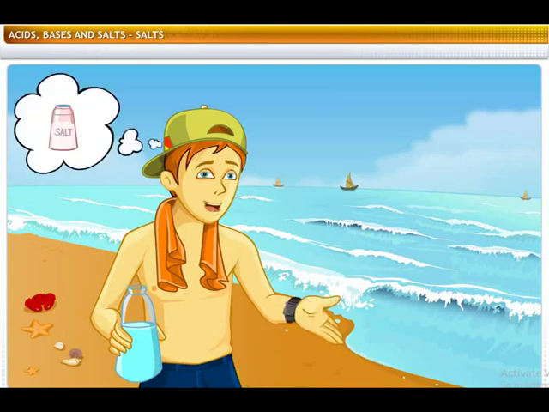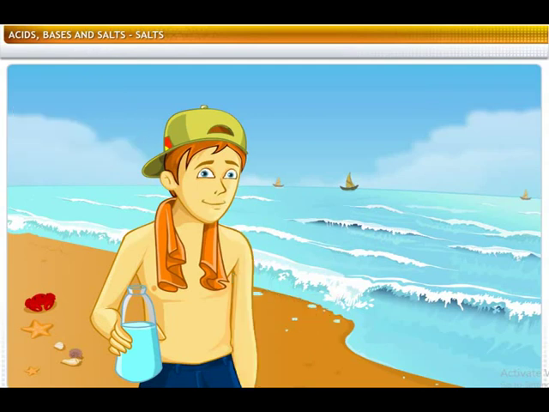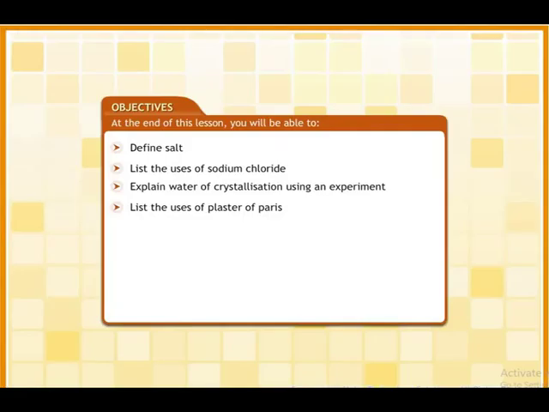Do we get the salt which we use in our food from the sea? Yes, of course. Along with common salt, you can get other salts from the sea. Some salts are prepared in laboratories. This lesson is about the occurrence and uses of different salts.